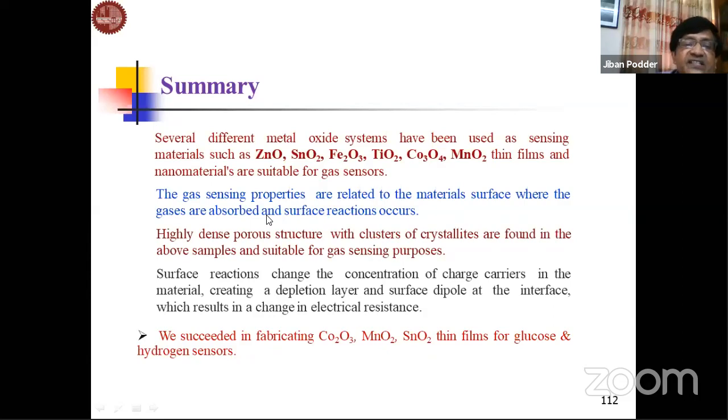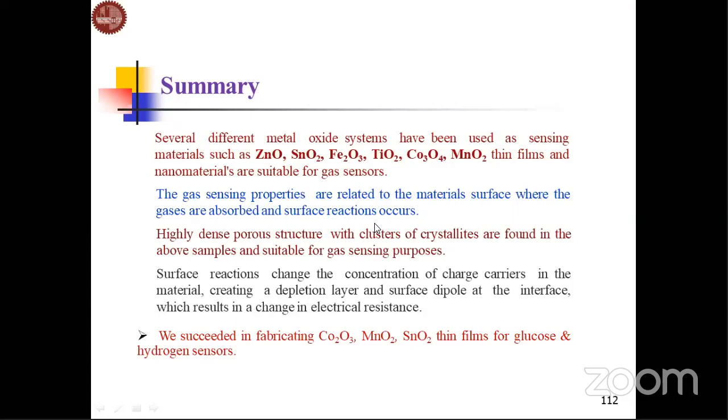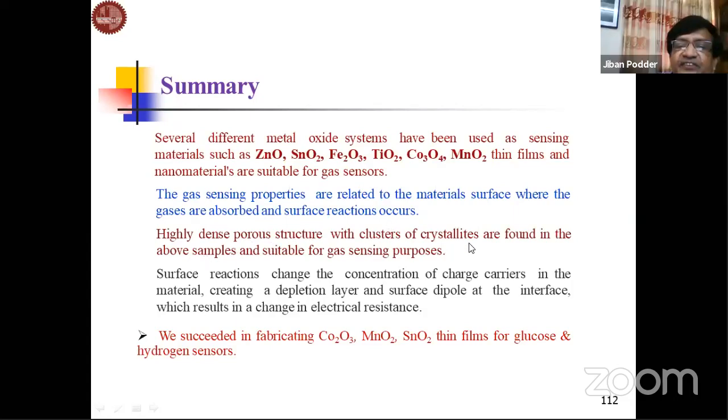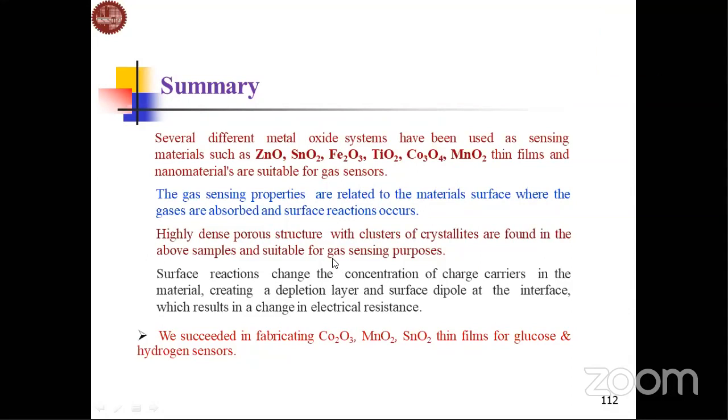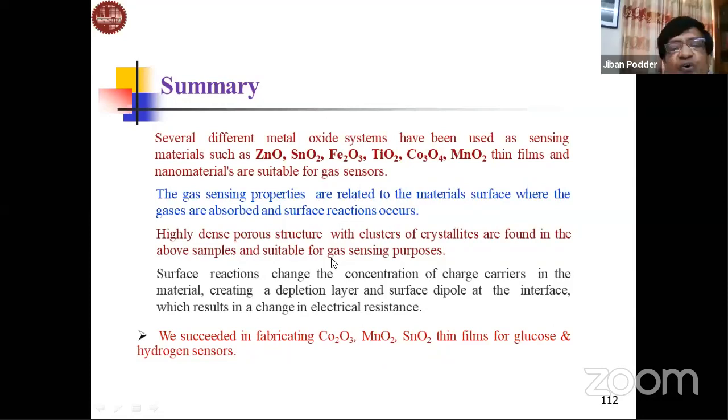sensing. These sensing properties are related to the material surface, where the molecules are absorbed and surface reaction takes place. A highly dense porous structure with clusters of crystallites is found in the above samples and is suitable for sensing purposes. It may be gas, alcohol, humidity, or glucose. So it can be used for all these purposes.